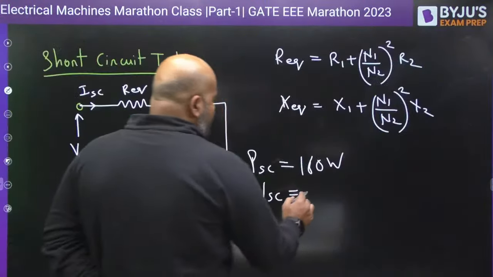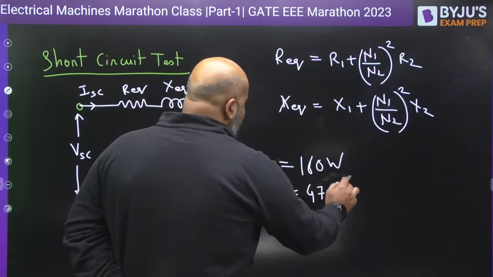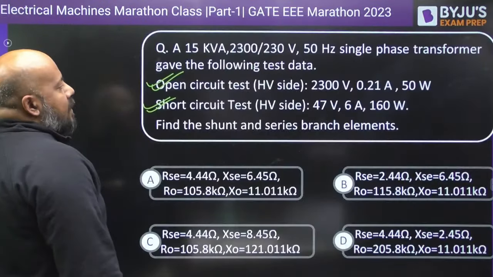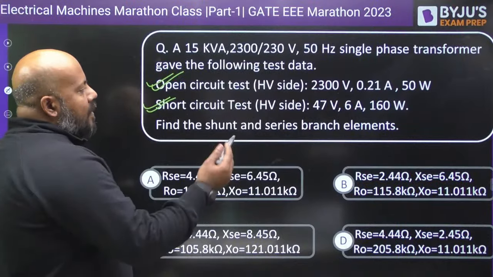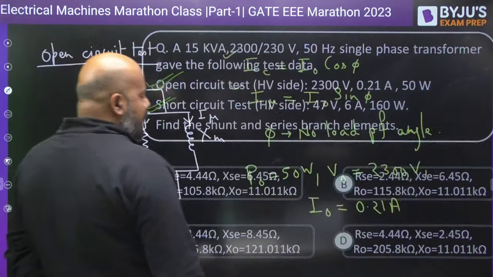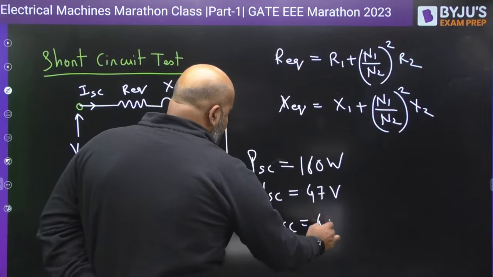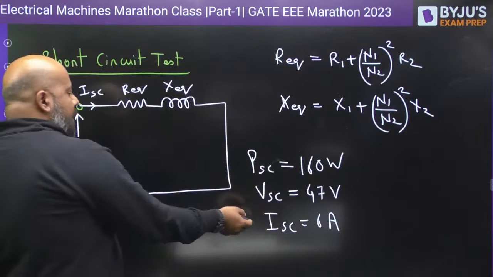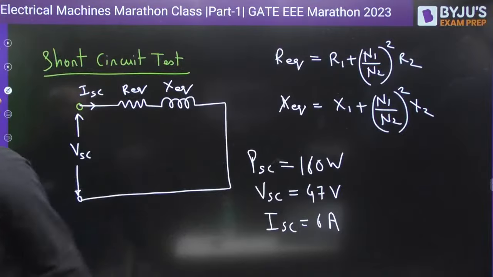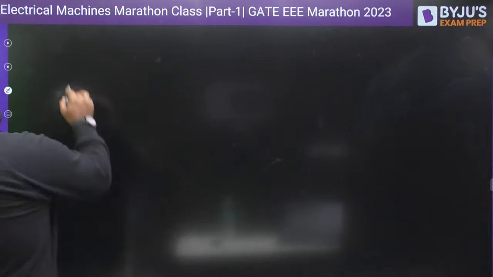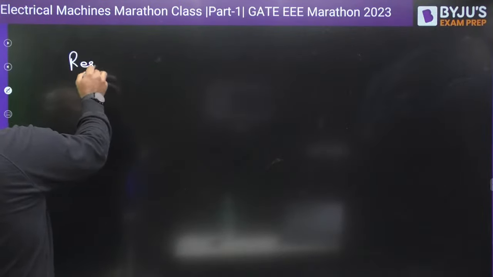The voltage is given as 47 volts, and current is given as 6 amperes. So this power you can directly relate, yes or no? And you can get what is R equivalent. So what is going to be R equivalent?